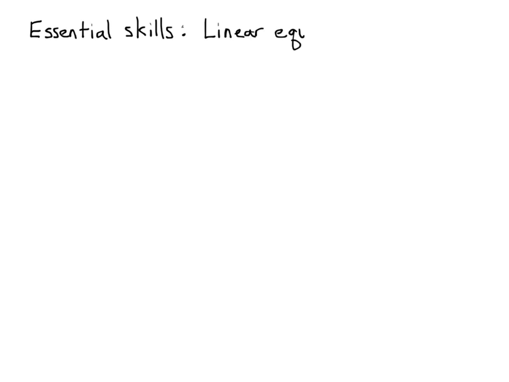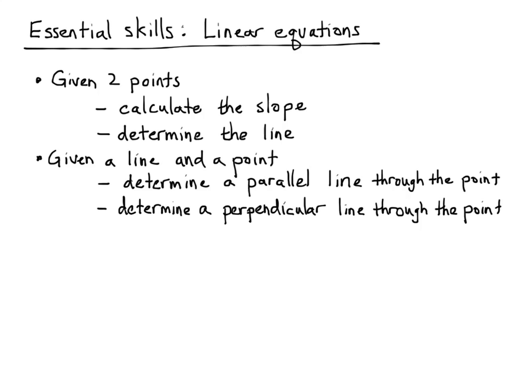Okay, so what you have to know is, given 2 points, can you calculate the slope of a line and determine what the line is? If you're given a line and a point, you should be able to determine the equation of a parallel line through the point and a perpendicular line through the point. So if I said, here's an equation, y equals 2x plus 1, I want a perpendicular line to go through the point (5, 3), you should be able to do that. And the same thing with both parallel and perpendicular.